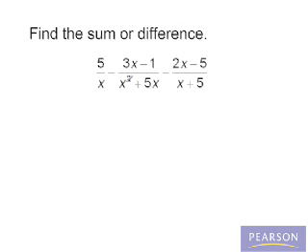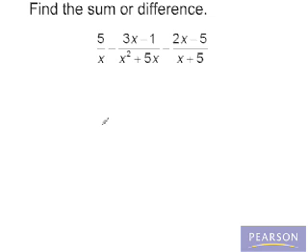Find the sum or difference. We are given 5 over x minus (3x minus 1) over (x squared plus 5x) minus (2x minus 5) over (x plus 5). So our first step will be to determine the least common denominator.